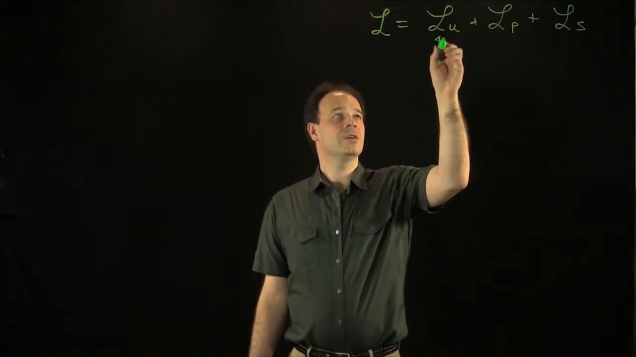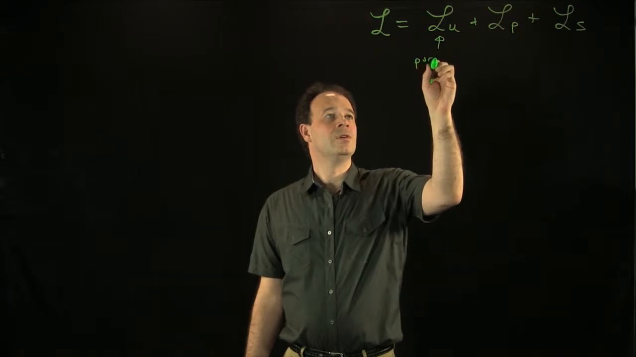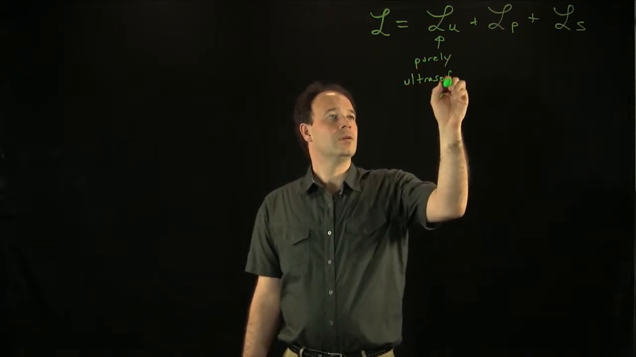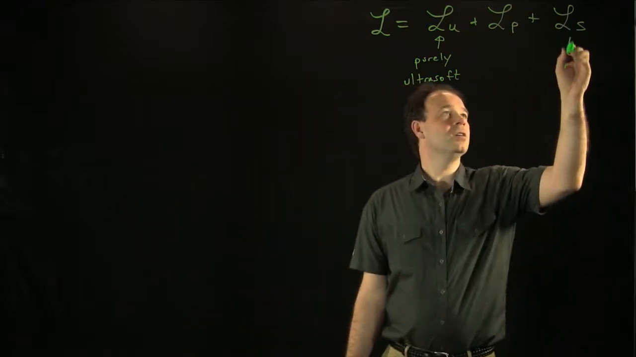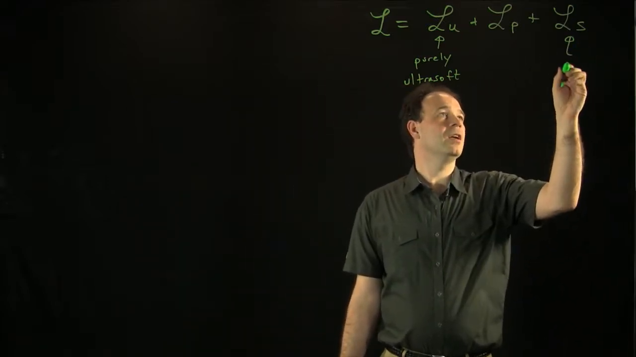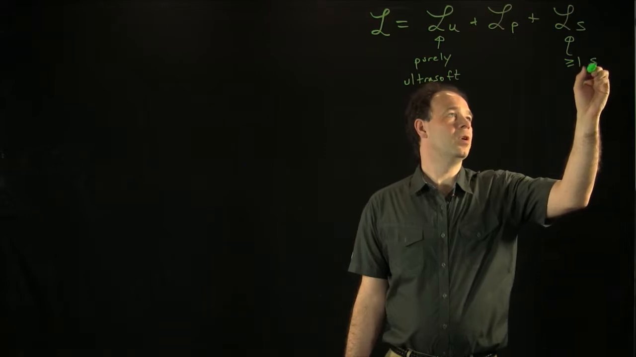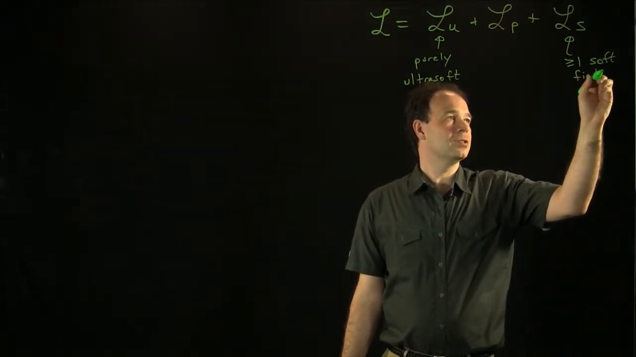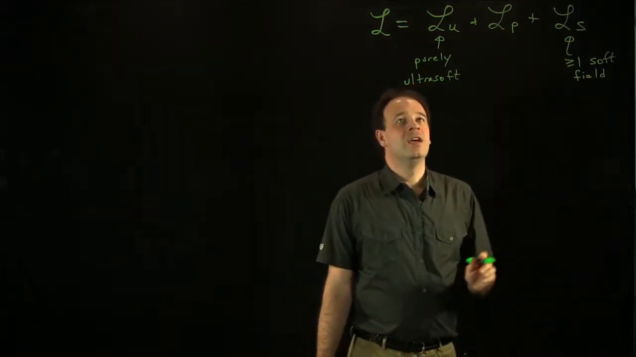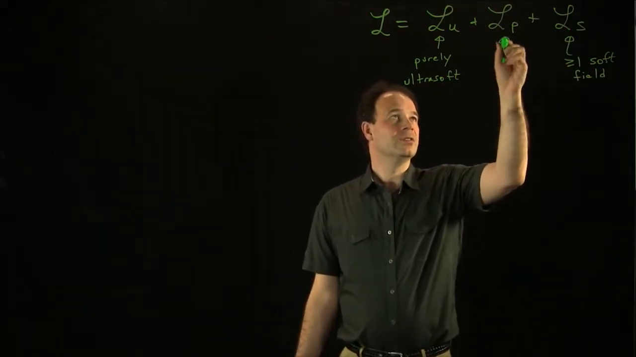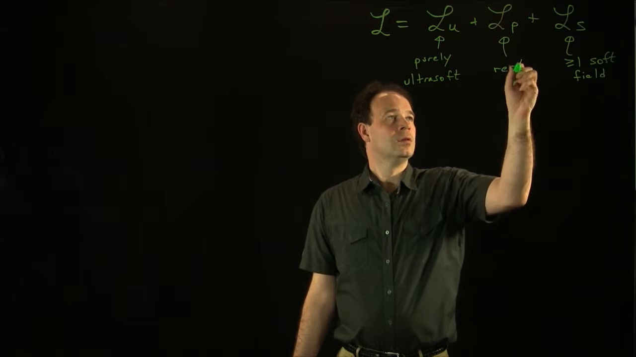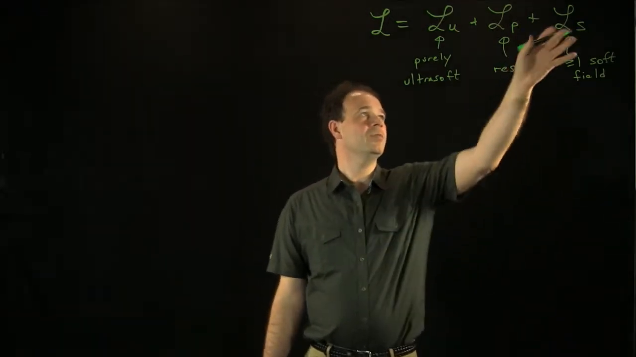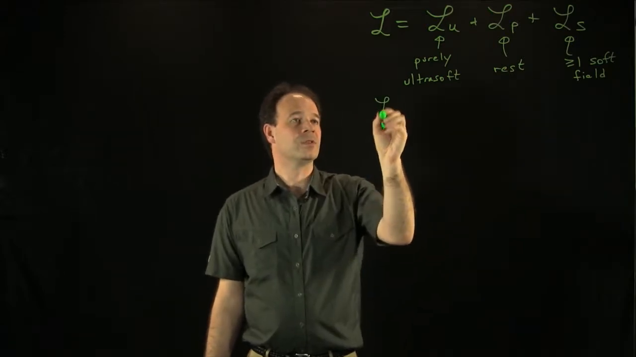The LU part is purely ultrasoft, so only ultrasoft fields. The LS part has soft fields in it, so greater than or equal to 1 soft field. Any type of interaction that has a soft field, we stick in the LS. And then LP is everything else. OK, so that's going to be the way that we divide up the Lagrangian. So let's start with talking about LS.